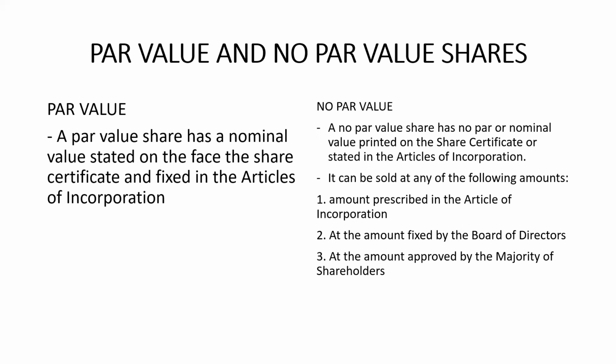And it can be sold at any of the following amounts. As I mentioned, if it is no par value, normally it will have a stated value. So first, it can be sold at an amount prescribed in the articles of incorporation, or at the amount fixed by the board of directors, or at the amount approved by the majority of the shareholders. So that is how you qualify the value of a no par value. It can be the amount prescribed in the articles of incorporation, normally called the stated value. If it is fixed by the board of directors and approved by the majority of the shareholders, the rule is the value should not be below 5 pesos.